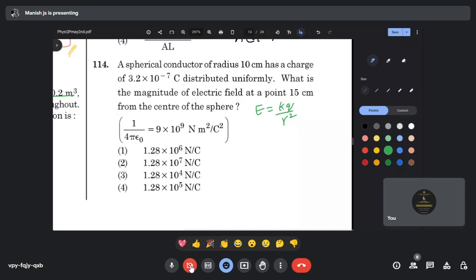So substitute the values. K is 9 into 10 power 9. Q is 3.2 into 10 to the power minus 7, divided by R square. 10 centimeters, or 15? 15 centimeters.